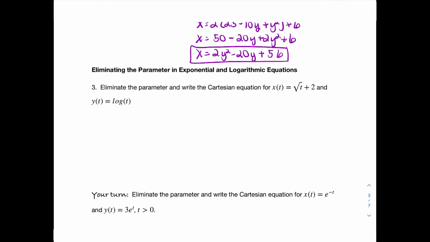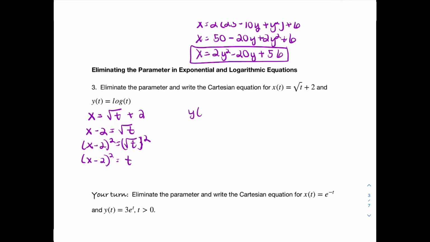Okay, what if you have a logarithm equation? Well, it's the same process. Again, you want to pick the simplest form, and it's usually the form that doesn't have the log in it. So I'm going to choose the x of t equation in this case. And so I'm going to rewrite my x of t equation, and I'm going to solve for t. To solve for t, I first need to isolate that t term, and then square each side. So I know that t is equal to x minus 2 quantity squared.